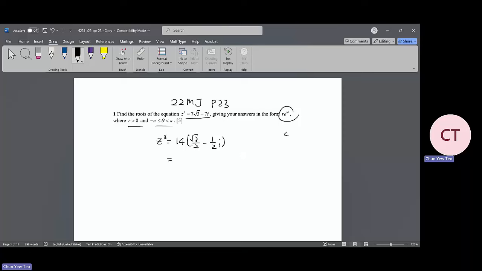This one is the positive value, and this is the negative value, negative 7i. So from the Argand diagram, you can see that you are at the fourth quadrant. This angle is actually negative 30 degrees, so you will be having 14 cos(negative π over 6) plus i sin(negative π over 6).